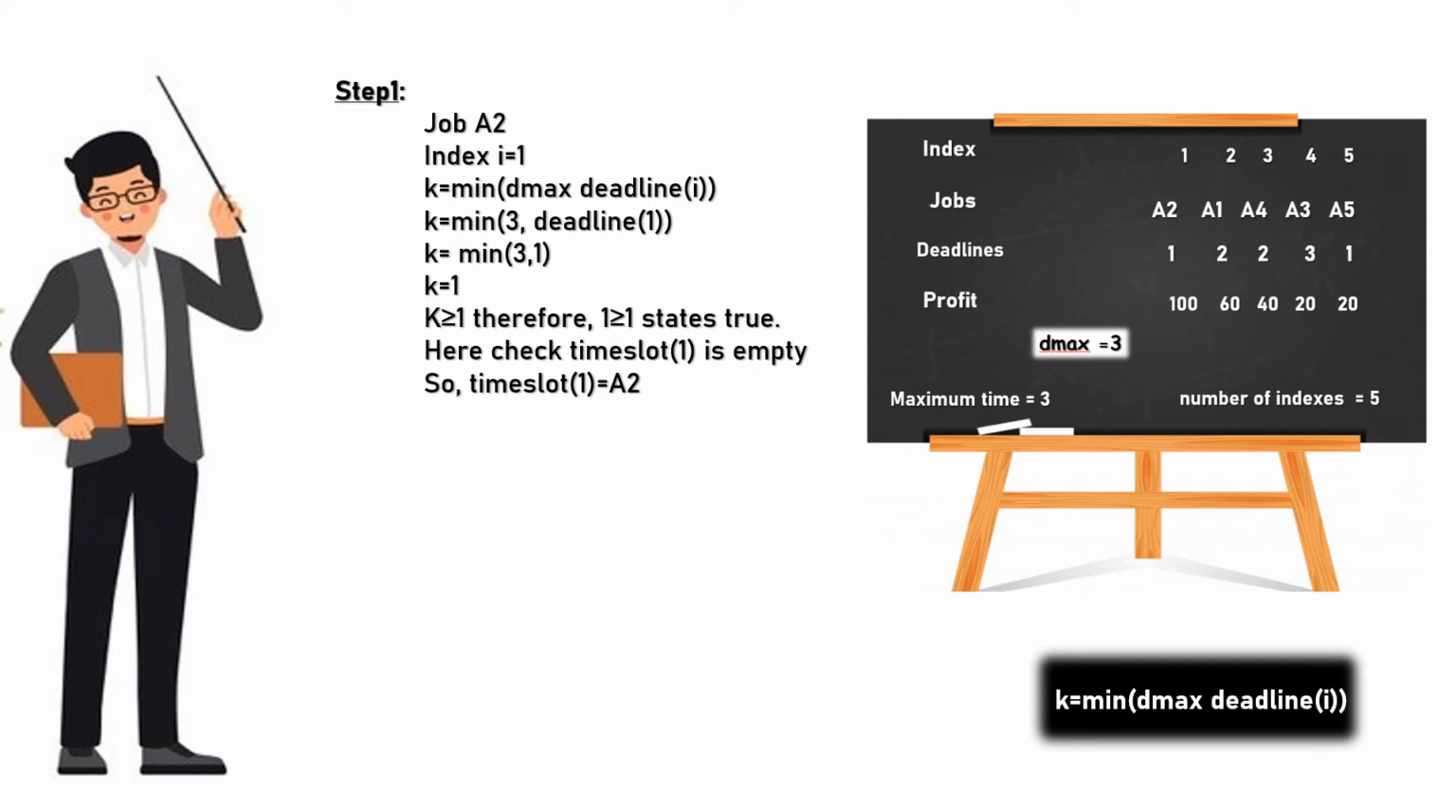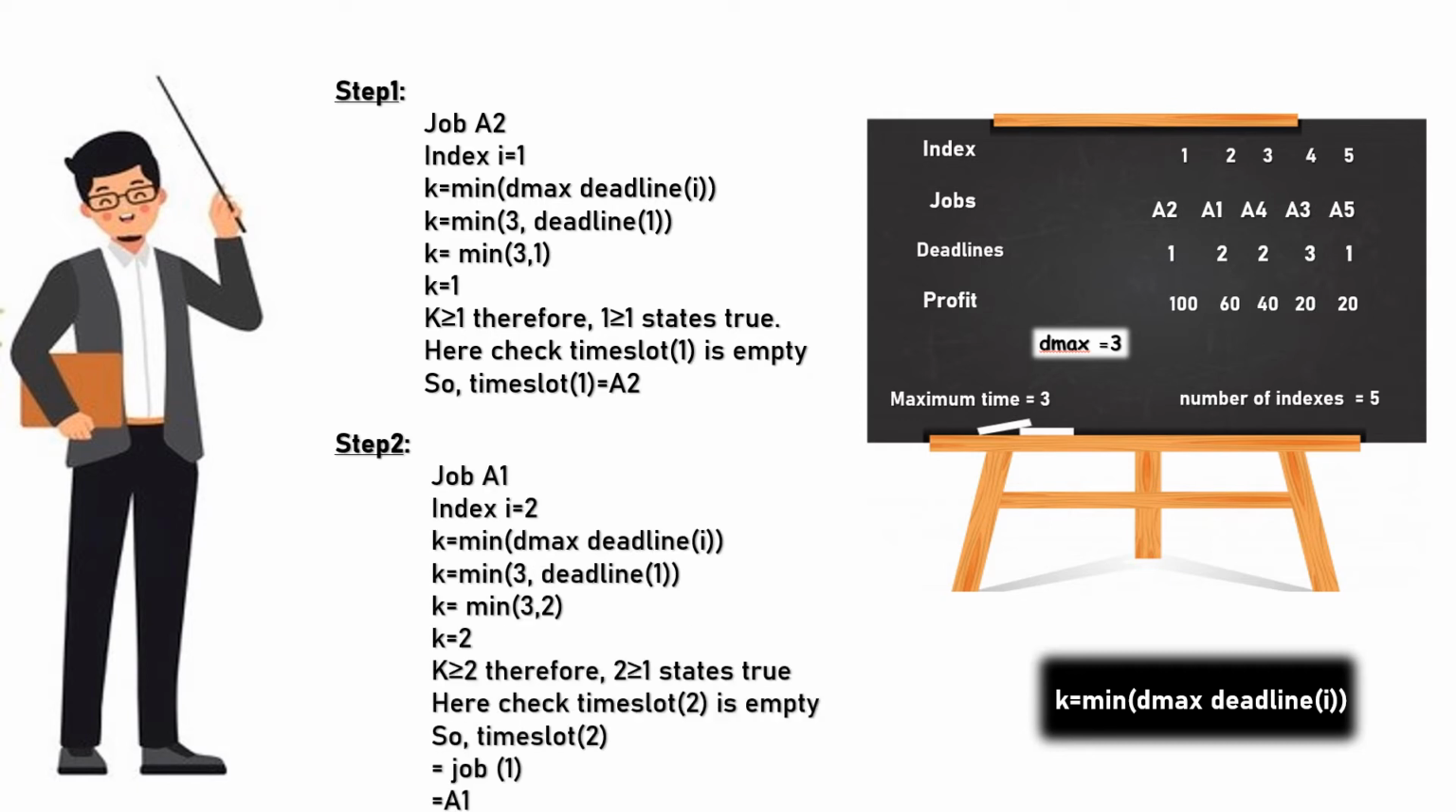In step 2, job A1. Index I equals 2. K equals minimum of Dmax, deadline I, is the formula. K equals minimum of 3 and 2, K equals 2. K greater than or equal to 1, therefore 2 greater than or equal to 1 states true. Here check whether time slot 2 is empty. So, time slot 2 equals job A1.